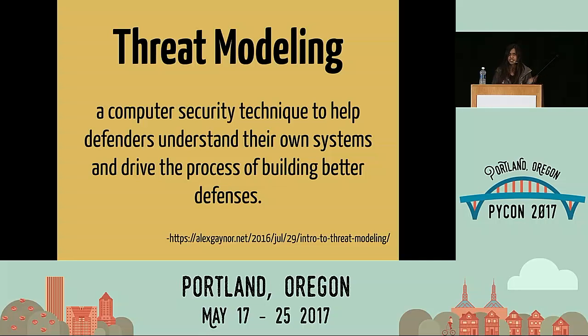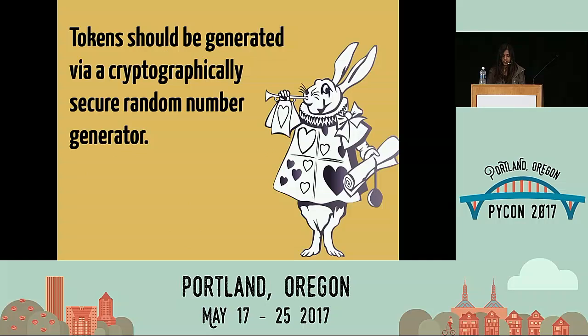What we just did here, it's a glimpse of a larger process called threat modeling. My colleagues Ying and David gave an awesome talk on this yesterday, and I highly, highly recommend it. So our first modeled threat is the lack of uniqueness in password reset tokens. And our first API change is to generate long random tokens via a cryptographically secure random number generator.